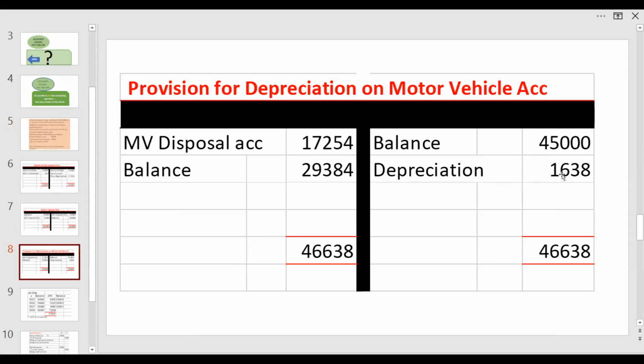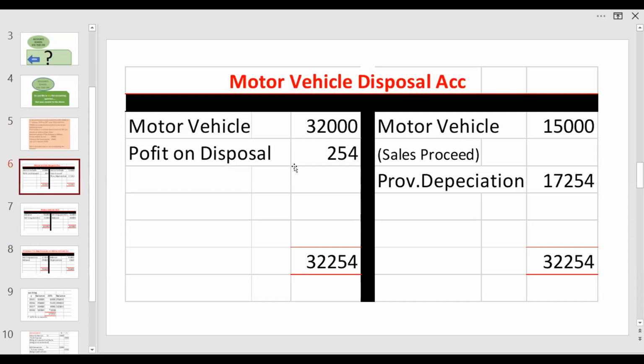So we consider at the time of disposal in this account with regard to the motor vehicle, so much of depreciation is included. So we have to bring that to the disposal account. So we have debited that account and credited here. There are no other entries. So we find a profit of $254 in dealing with this disposal of asset.